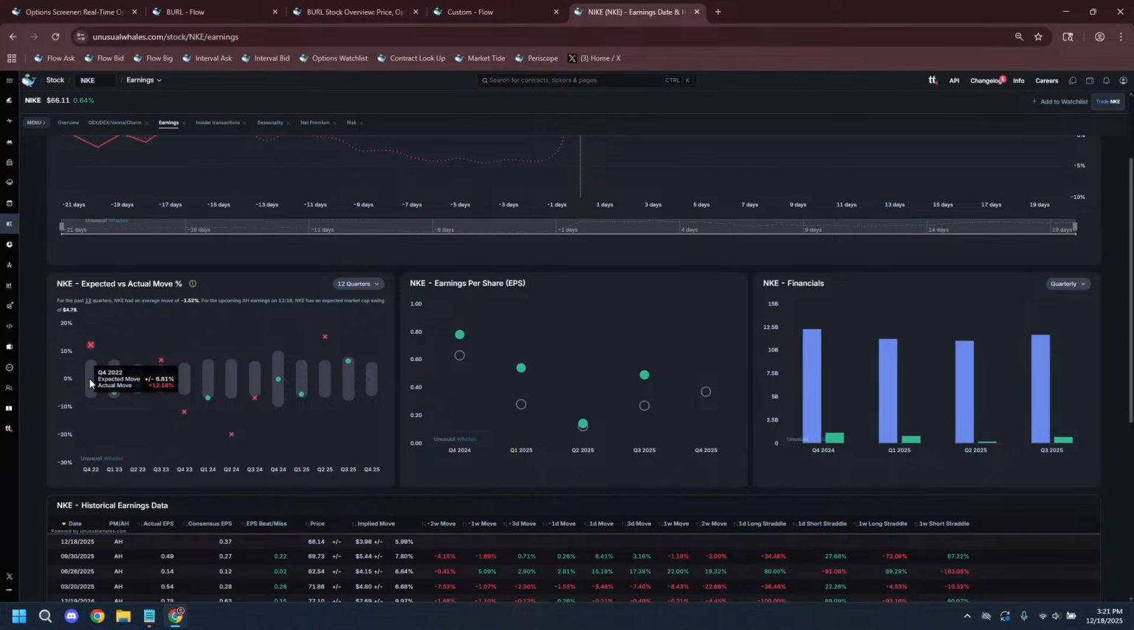For this quarter, the earnings priced in a move of plus or minus 6.81%, and Nike actually traded way outside of this move, which is why this is red. So regardless of if it trades above the move or below the move, as long as it trades outside the move, it's red. So it traded plus 12.18% that day. So any call buyers, they beat out Theta big time.